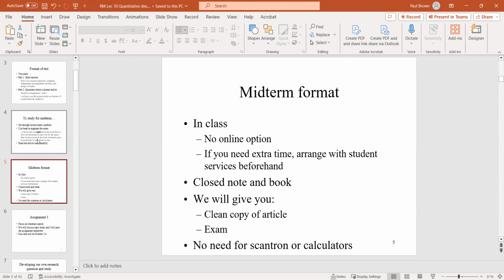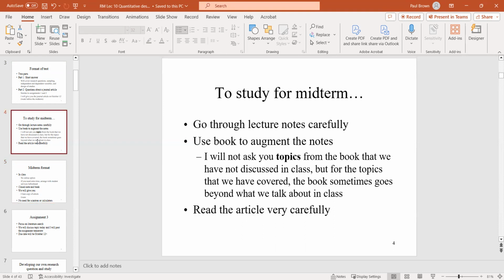Okay, well, next week then, so it's studying for the exam. What I do is go through the lecture notes carefully. If there's topics in the book that we haven't covered in class, I won't ask you about it. But if there are topics in the book that extend what we covered in class, then I'll feel free to talk about it and to ask you about it. So, for example, if we're talking about sampling and they talk about some things about sampling that I didn't, I'll feel free to ask you about those things or assume you know those things. But if they talk about something that we haven't talked about, then I wouldn't assume you know.